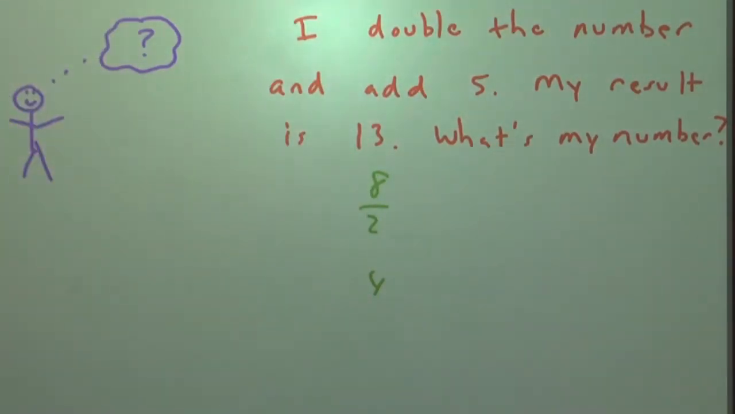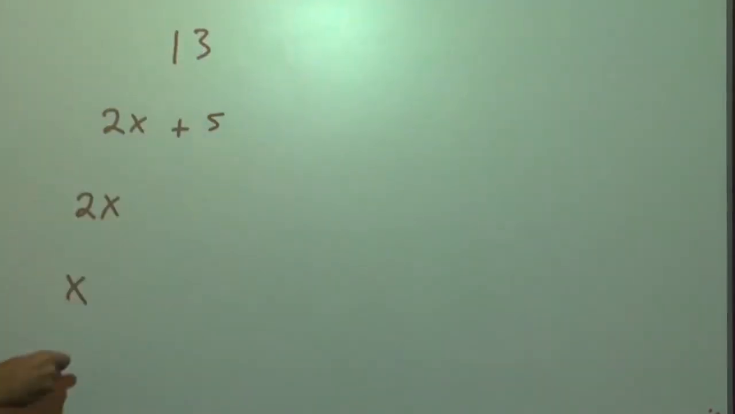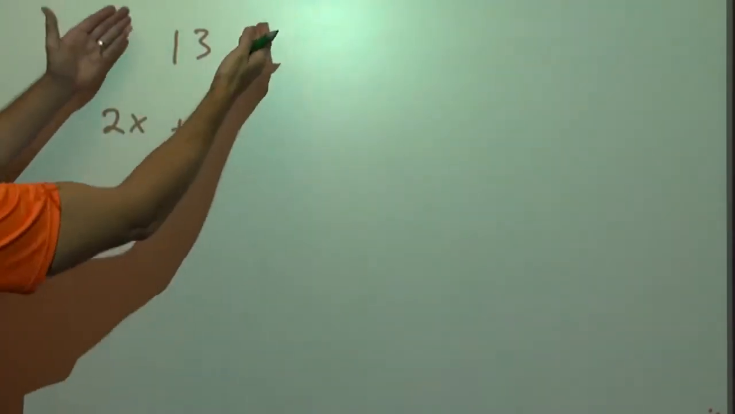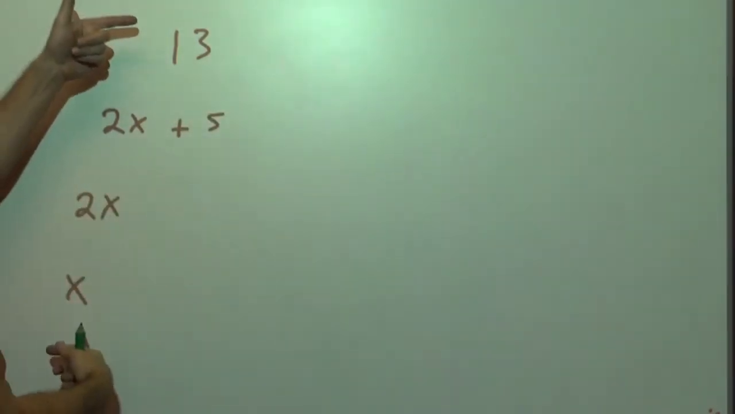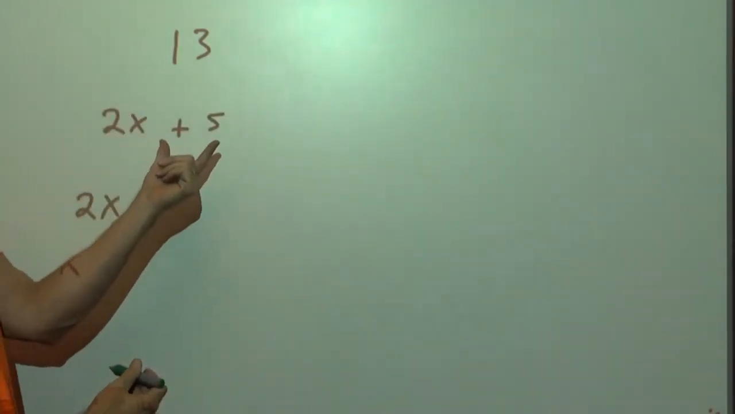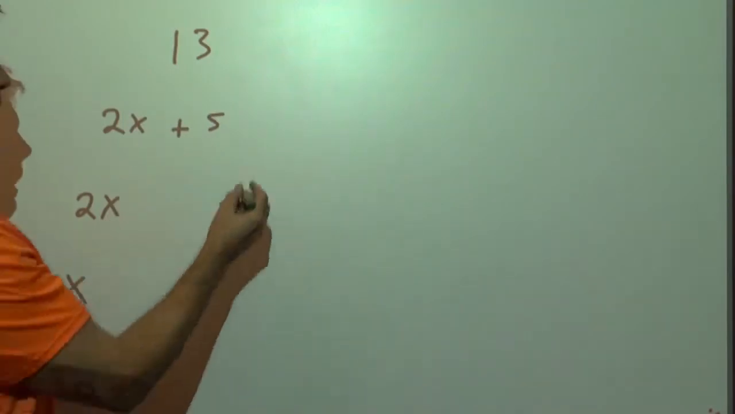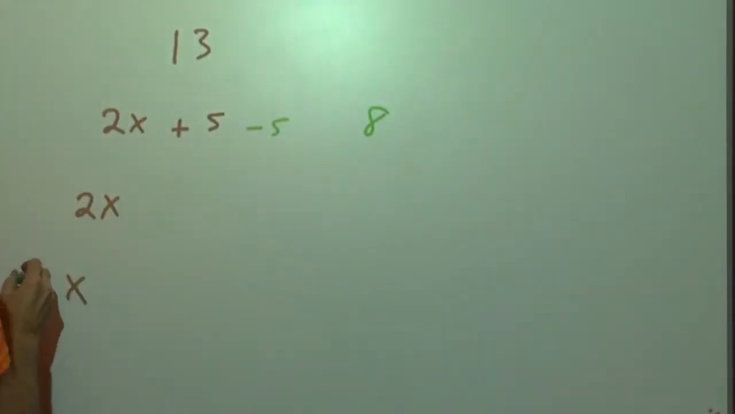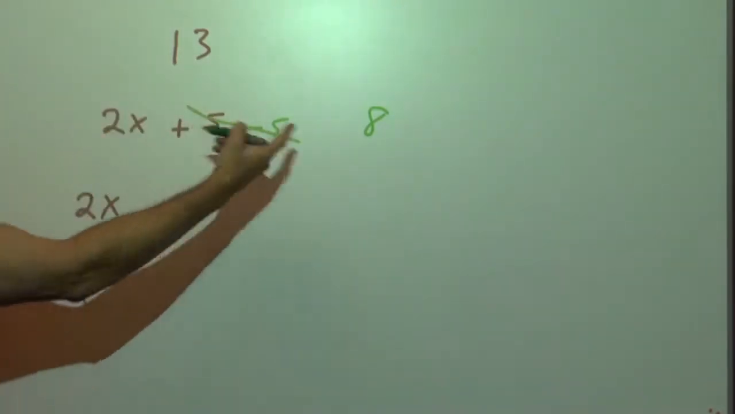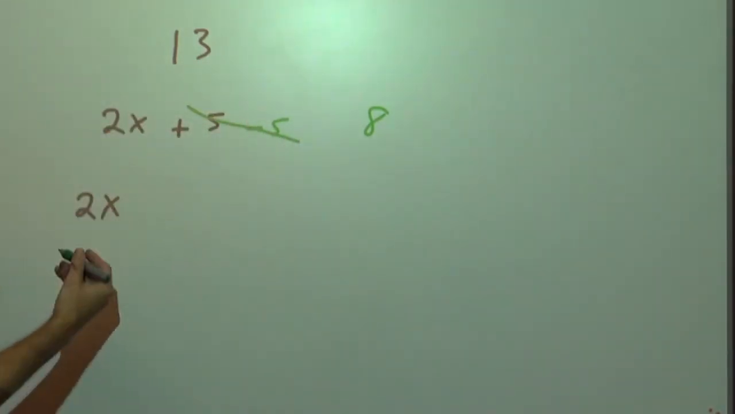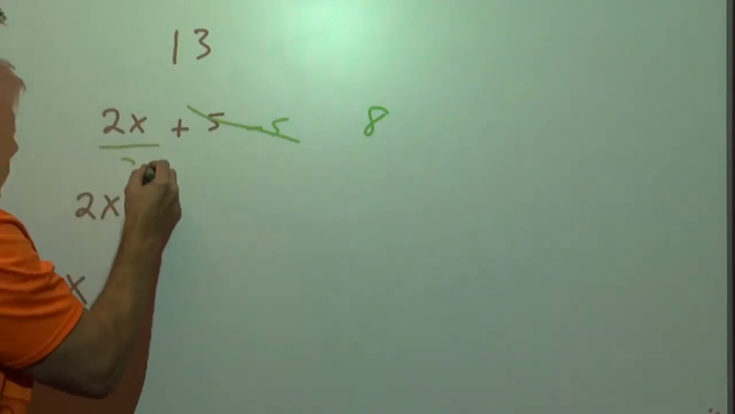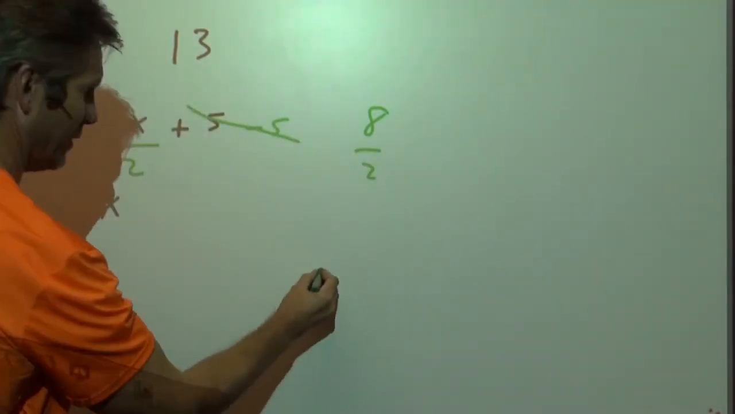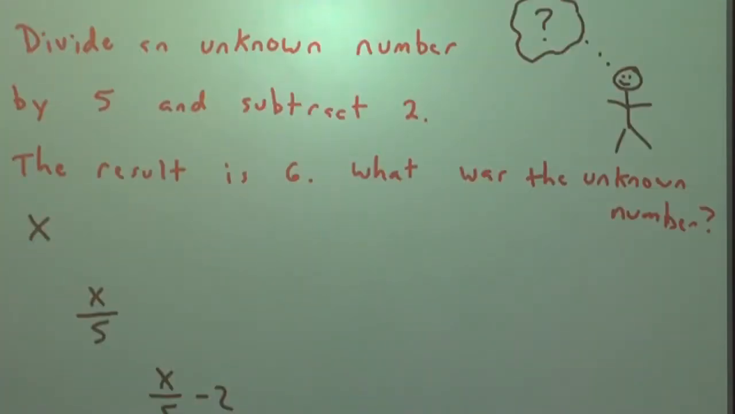And so you really work backwards because you started with the number, you doubled it, then you added 5 and you got to 13. But to get back to what the number was, you take away the last thing that you did, which was to add 5. You take away 5 and you know your result must be 8. So now you're left with 2x equals 8, and to get down to what x is, you just divide both sides by 2, and that will take you down to what x is, which is 4. So you go backwards from what you did.